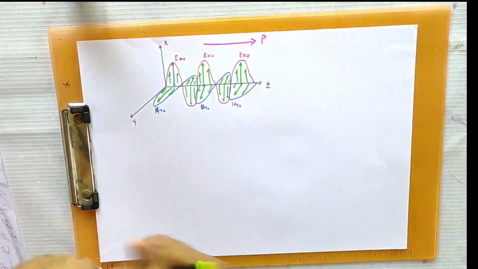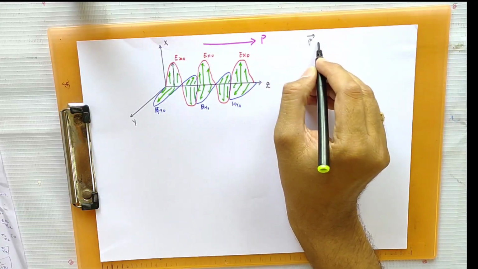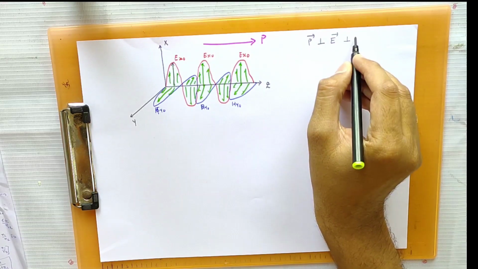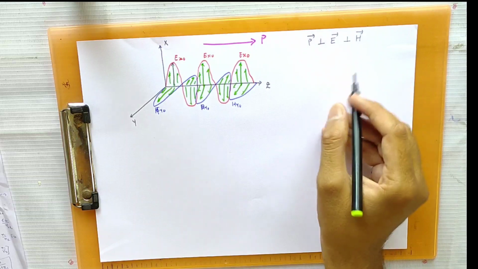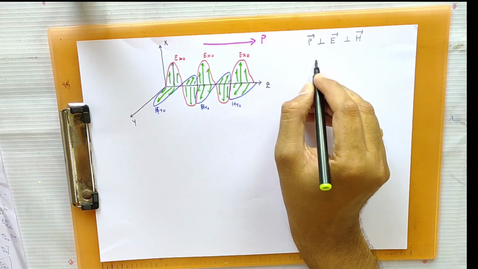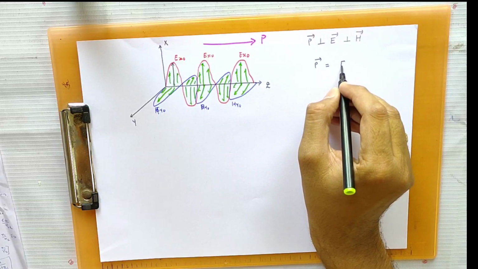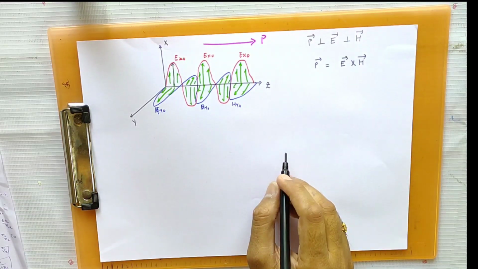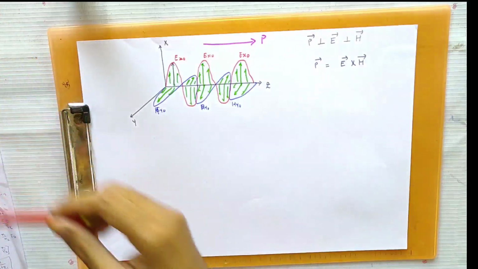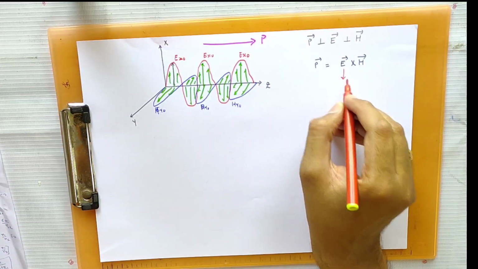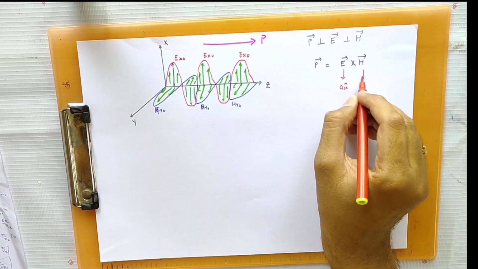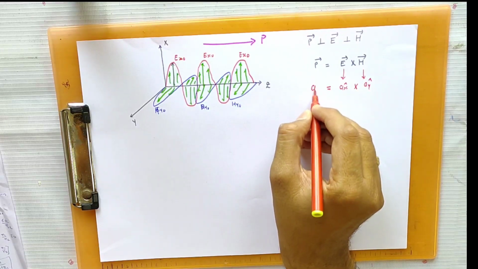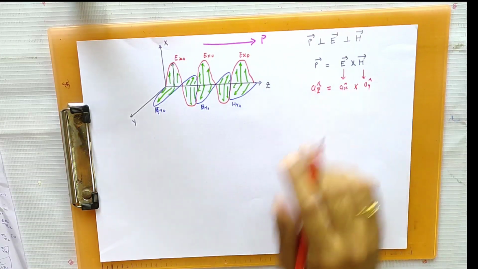The propagation direction is perpendicular to the direction of the electric field and the direction of the magnetic field. The relationship is that the propagation direction is the cross product of the direction of the electric field and the magnetic field. For simple understanding, if the electric field is in the X direction and the magnetic field is in the Y direction, the propagation direction is the Z direction, because X cross Y is Z.